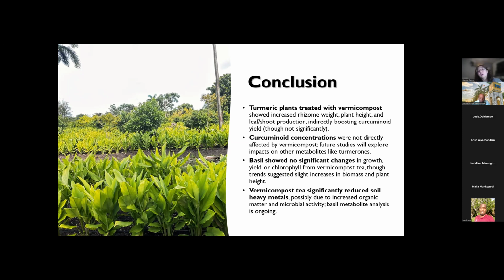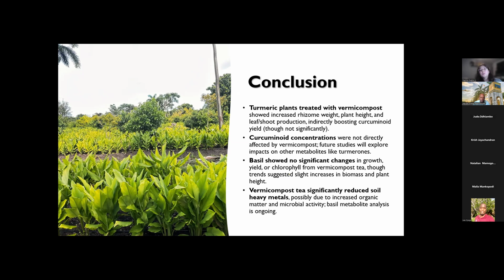Additionally, the preliminary results for the basil experiment revealed that vermicompost had no significant effect on plant growth, yield, chlorophyll production, or stomatal conductance. This could just indicate that some crops may benefit more from vermicompost nutritional composition than others. Although we did not observe significant differences between the vermicompost tea treated basil and the control group, generally we did observe an increase in biomass growth, plant height, chlorophyll concentrations, and general yield as well.